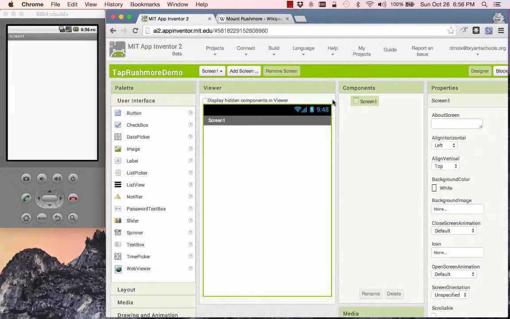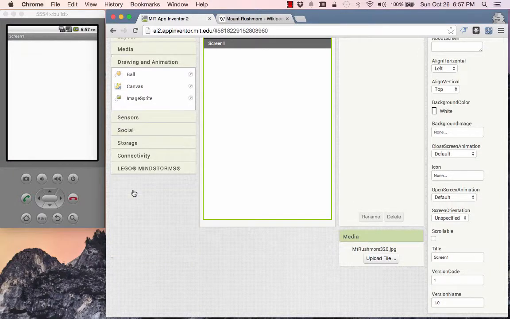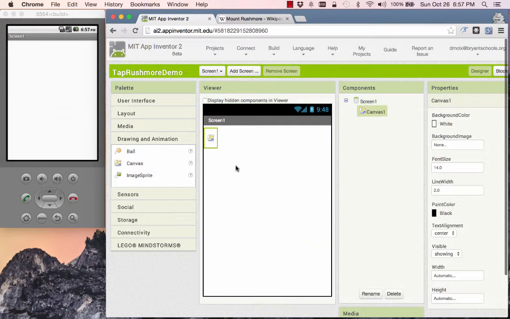So here we are at an empty screen where we're going to start the Mount Rushmore app. And as I mentioned before, we're going to use a canvas to hold the image because a canvas, when we tap it, will provide us with the coordinates of where the tap occurred. So the canvas is down under Drawing and Animation. We're going to drag it in.